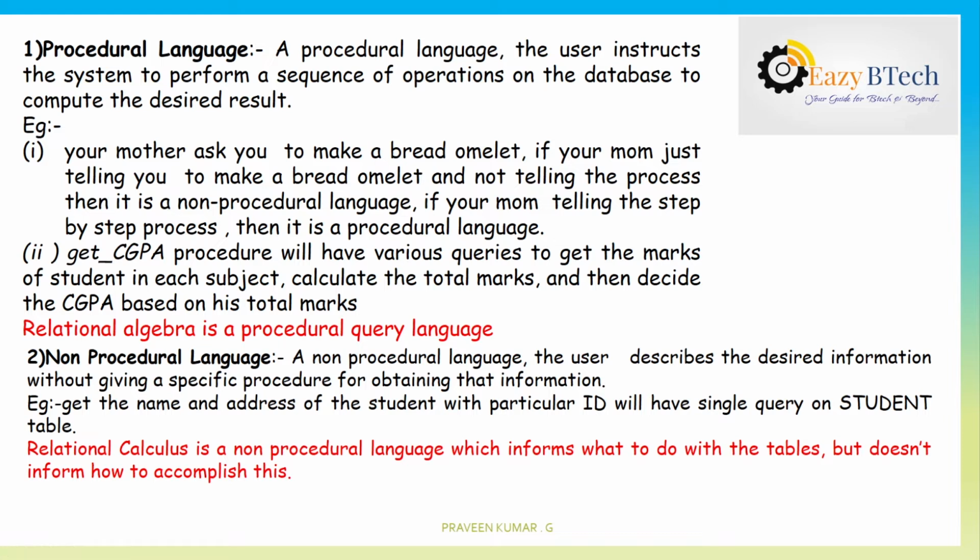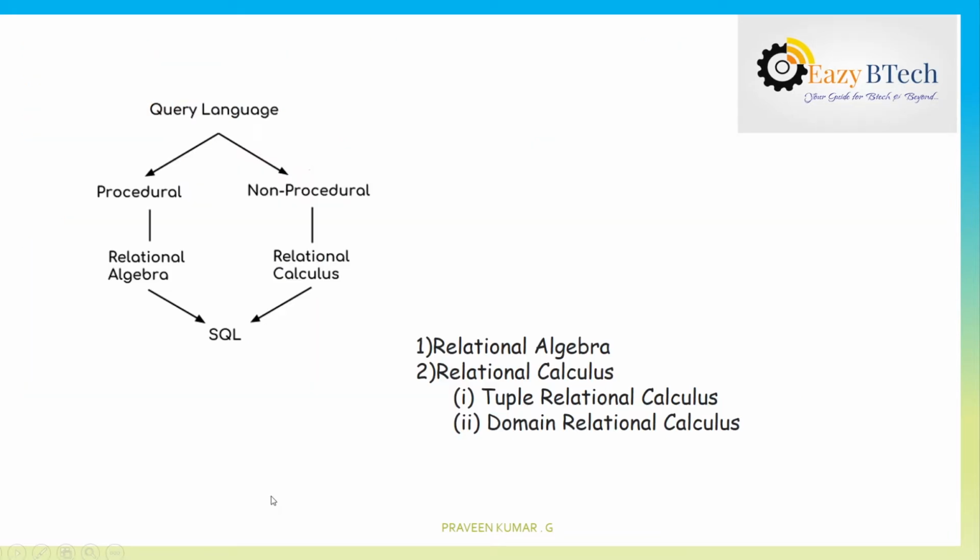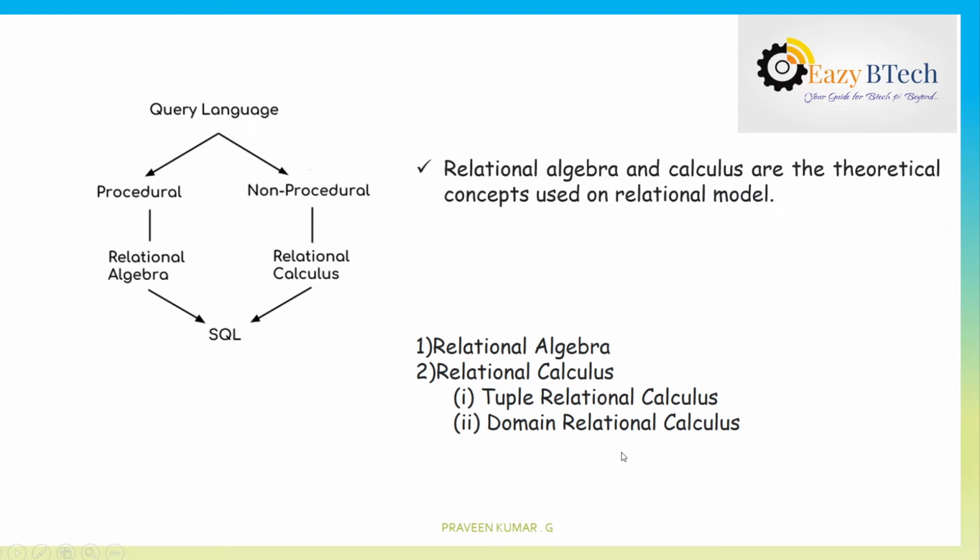We are giving only an ID and we can retrieve the data. That is called a non-procedural programming language. Relational calculus is a non-procedural programming language. I already explained that query language is classified into two types: procedural programming language and non-procedural programming language. The procedural one is relational algebra, and the non-procedural one is relational calculus. Again, relational calculus is classified into two types: tuple relational calculus and domain relational calculus.